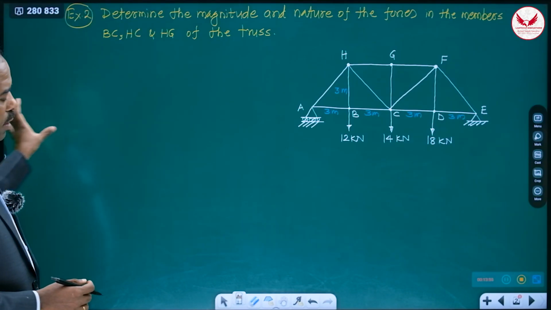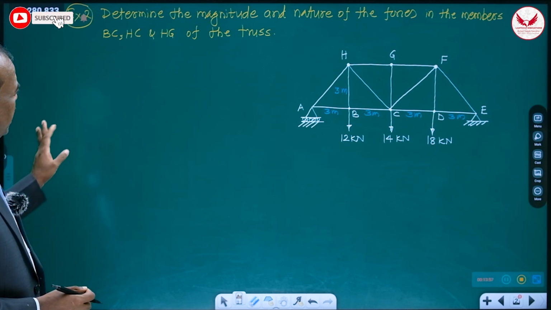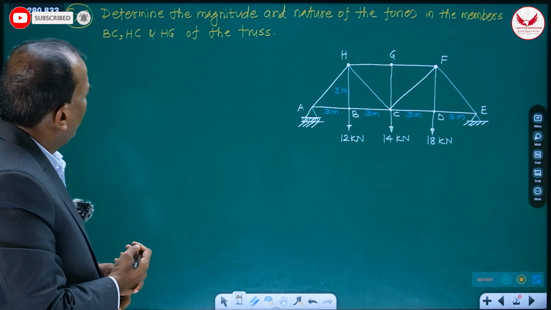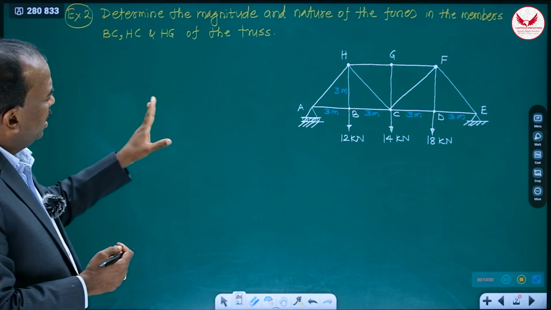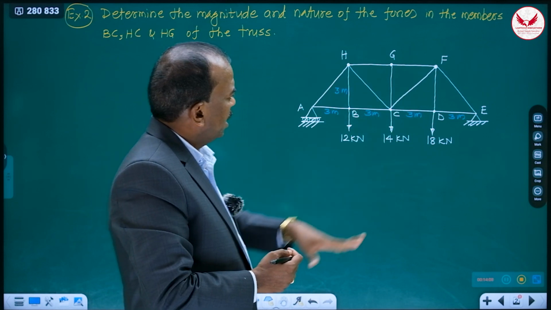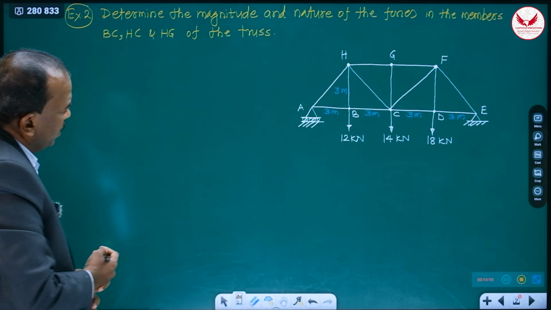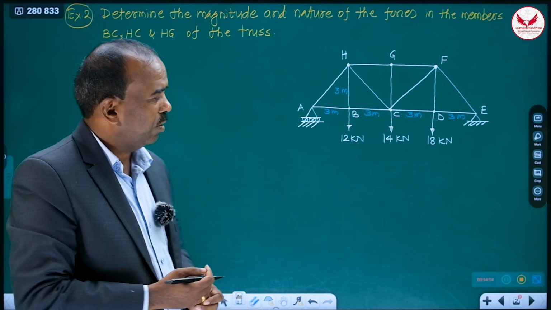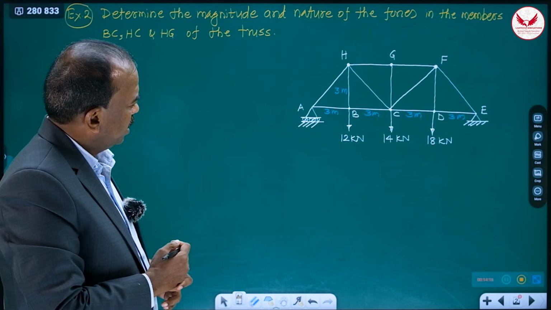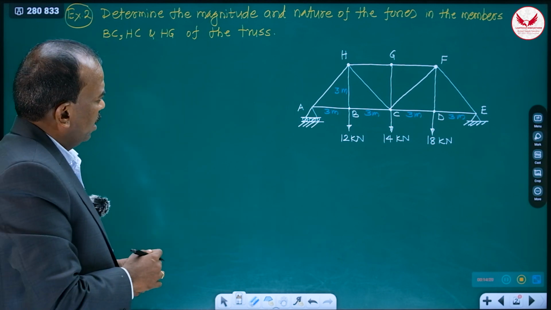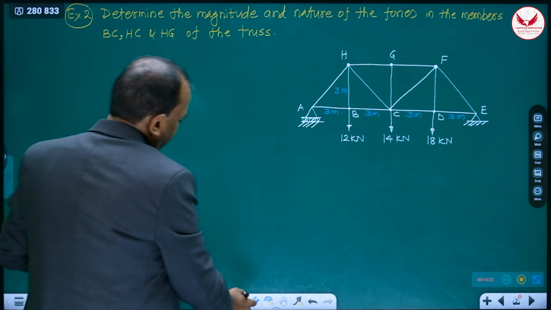Now we'll see the second example of section method. Determine the magnitude and nature of the forces in the members BC, HC, HG. These are the 3 members of the truss. Either they will mention the method of section, or even if forces in very few members are asked, directly use the section method. Then what is the first step of the section method?